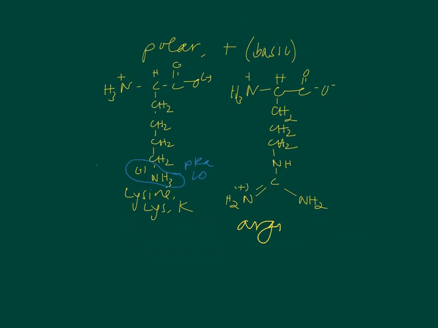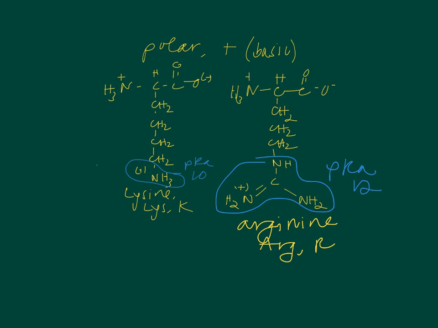Arginine, ARG, and R. The guanidinium functional group has a pKa of 12. And only one of the nitrogens at the bottom will be charged. It always has just a +1 charge if it is fully protonated.